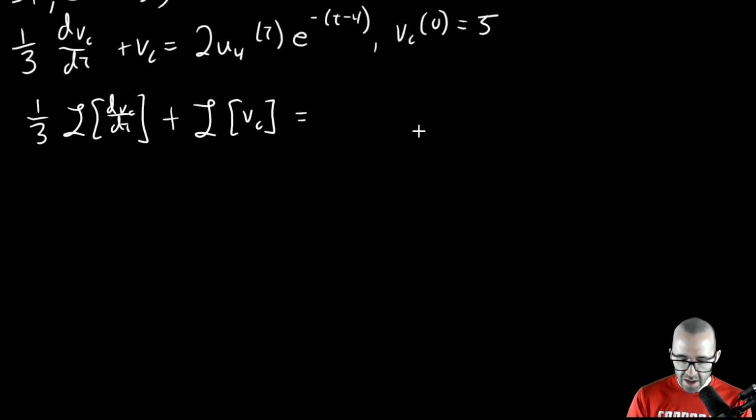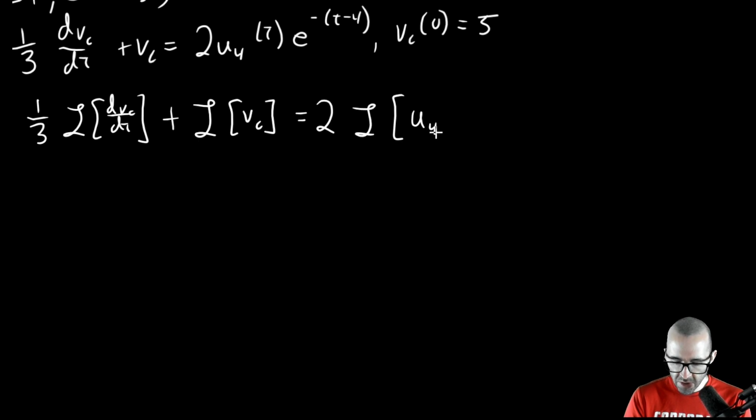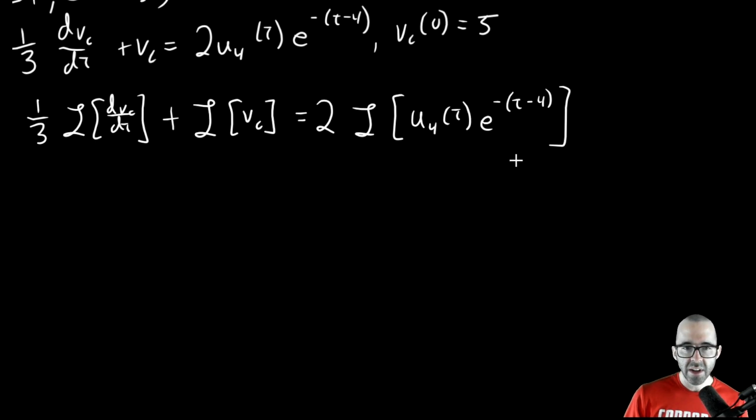And then similarly on the right-hand side, oh boy, okay. The right-hand side looks a little scary, but don't worry. We can still factor out that too. And we just talked about a tool to deal with this. Of u4 of t, e to the negative t minus 4, okay? So let's work with the left-hand side first, and then we're going to unpack the right-hand side.